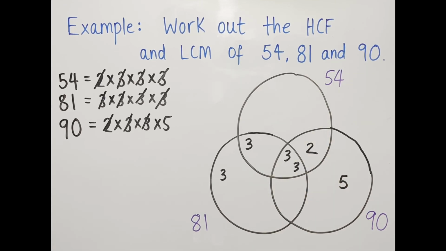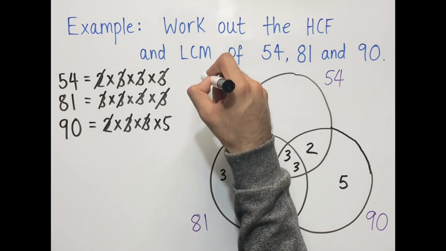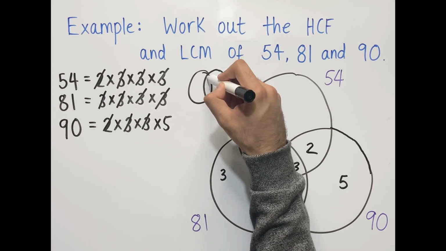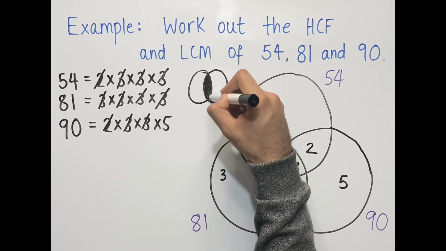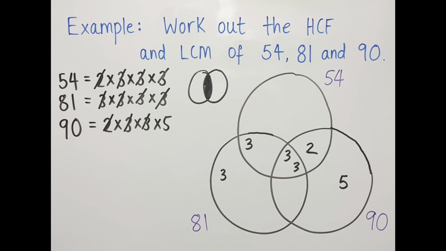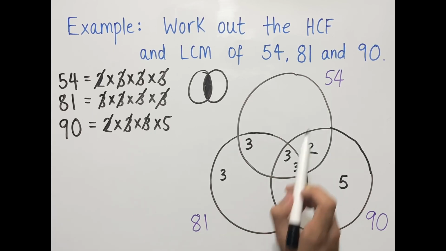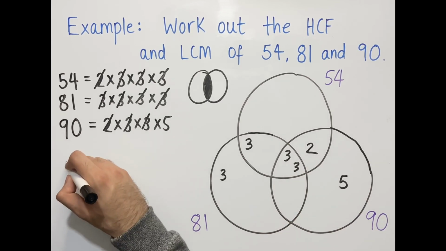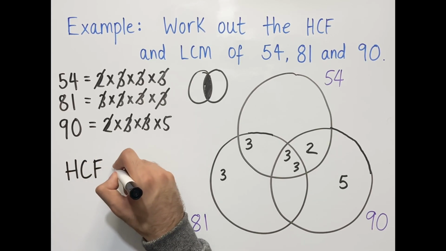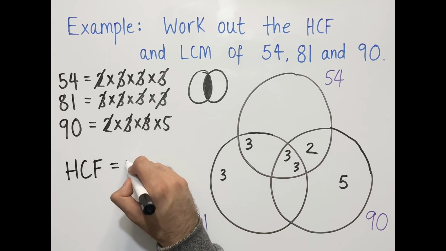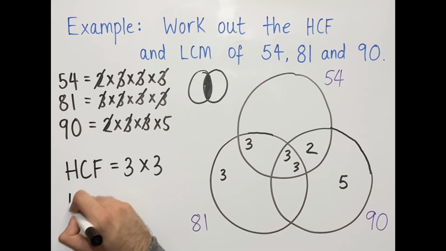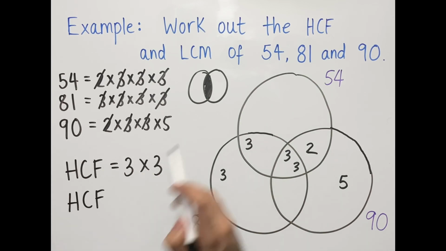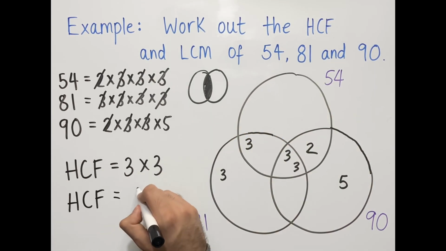Now, to work out the highest common factor of these three numbers, we use a similar method to when we have two numbers and we use a Venn diagram to work out the highest common factor. So remember, when we have two numbers and we're trying to work out the highest common factor, we normally look at the region that intersects both circles. In this case, since we've got three numbers, we need to look at the region that intersects all three circles. That region is in the middle here. So to work out the highest common factor, we multiply those numbers in that region together. So we've got 3 times 3, which equals 9. So the highest common factor of 54, 81, and 90 is equal to 9.